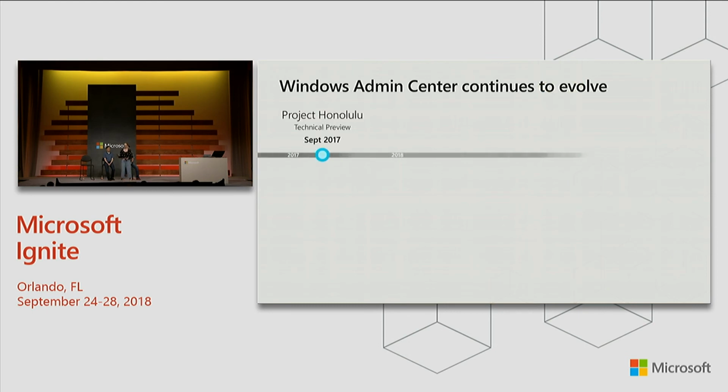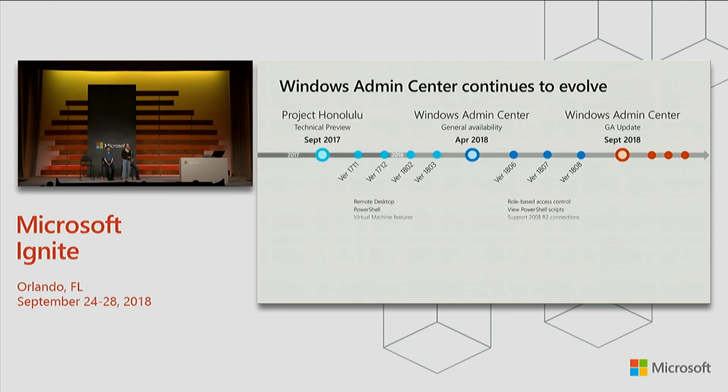So let's take a look at our journey to where we've come here today. Last year, of course, we announced Project Honolulu Technical Preview, and then we've had these regular releases leading up to our Windows Admin Center GA. And then since then, we've had preview releases that we released to Windows Insiders, where we continually add new features on a very regular cadence. And then we've just shipped our generally available update that is available for everyone. So you can expect a similar cadence moving forward.